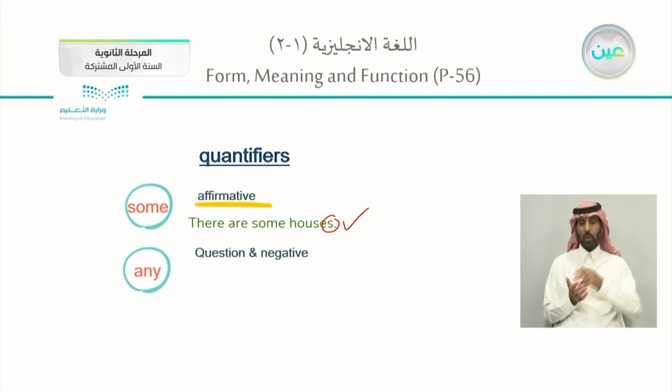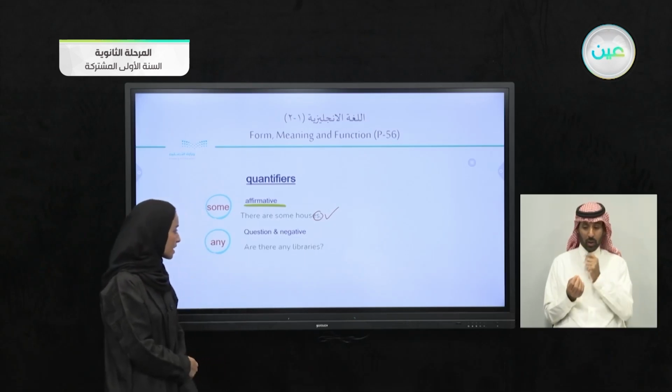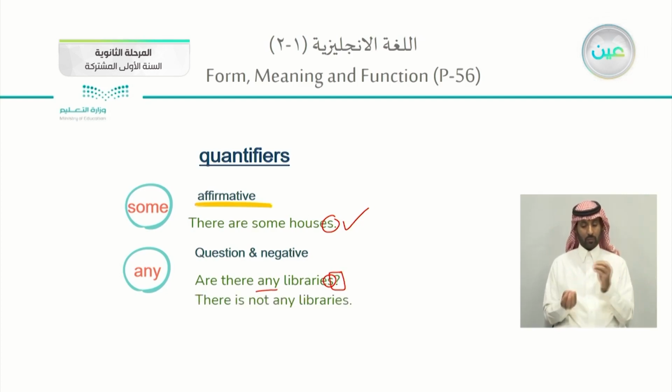Any can be used with both the question and the negative. So I can say, are there any libraries? Notice the S, count noun in the plural form, any, and it is a question. And I can use it with the negative. I will say, there are not any libraries. So S, and I am having not.